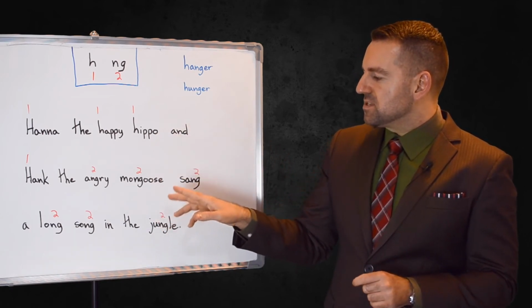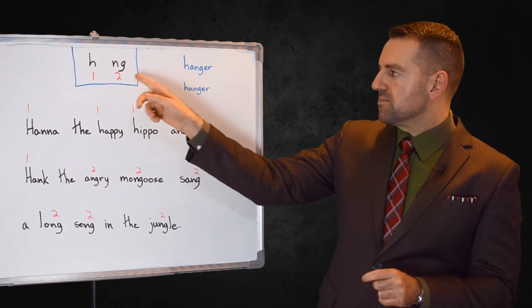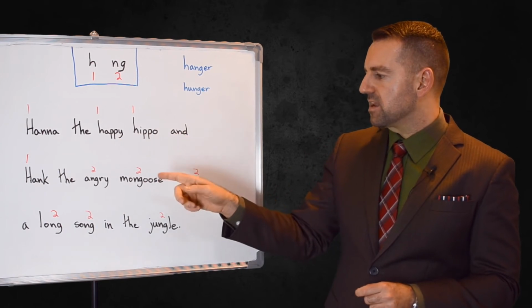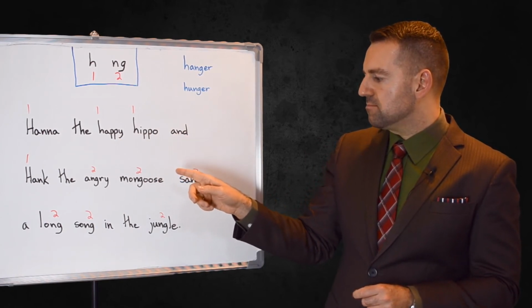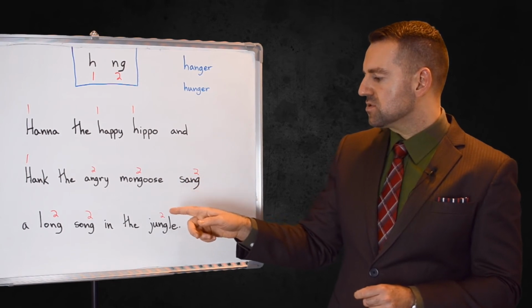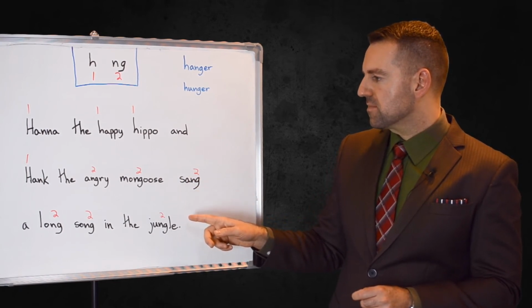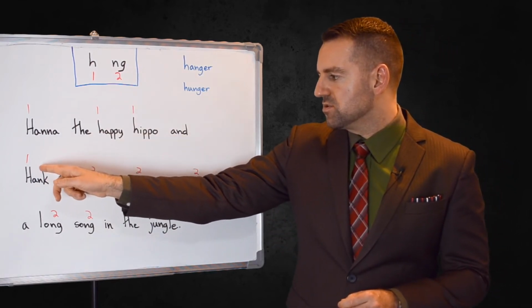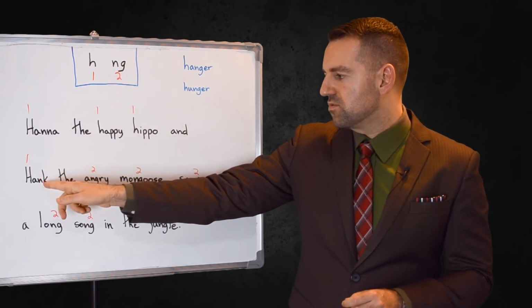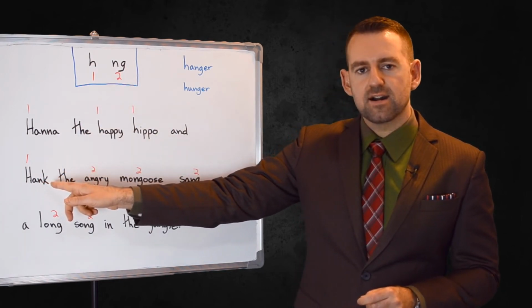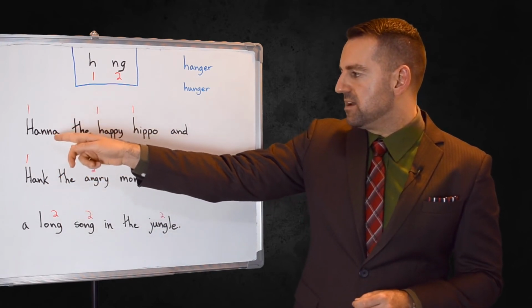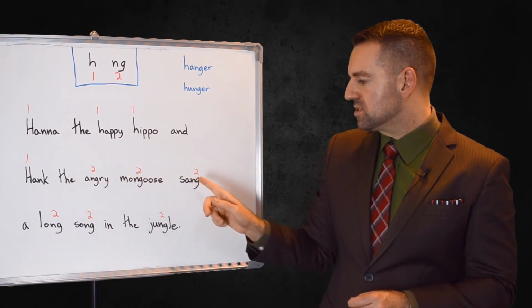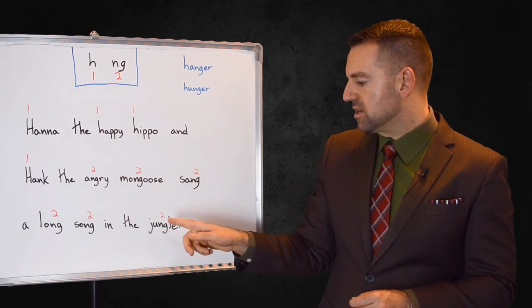Okay, so let's read this sentence, and then I want to show you something about this sound here. Okay, so Hannah the happy hippo and Hank the angry mongoose sang a long song in the jungle. Okay, so actually this sound, I forgot to put a 2 here. There should be a 2 over the N. Hang, Hank. Okay, so Hannah, the happy hippo, and Hank, the angry mongoose, sang a long song in the jungle.